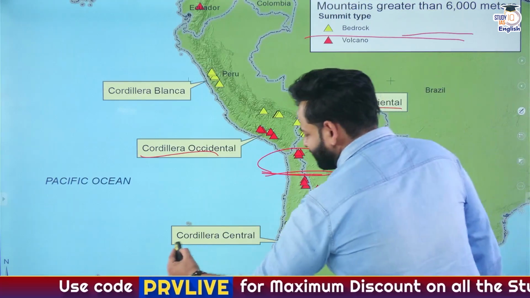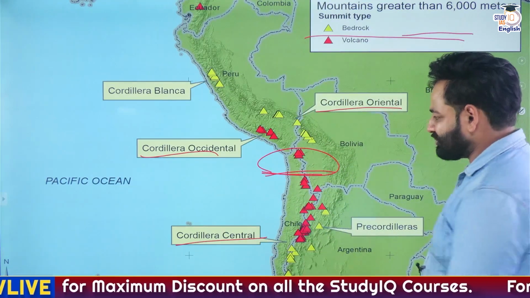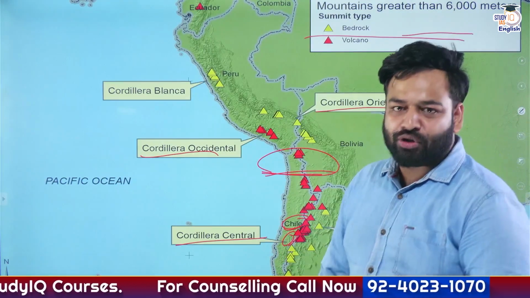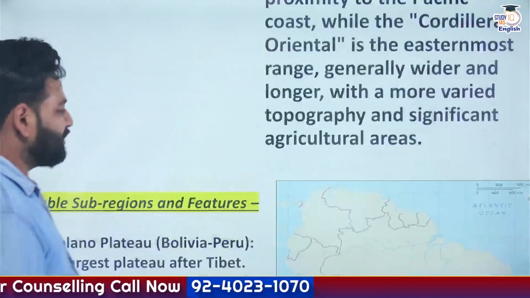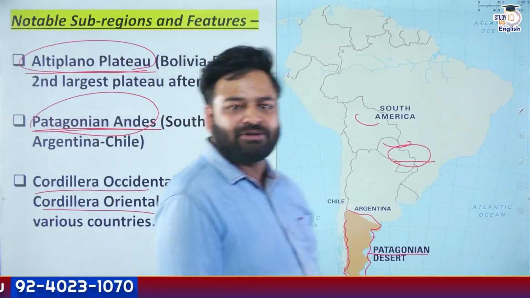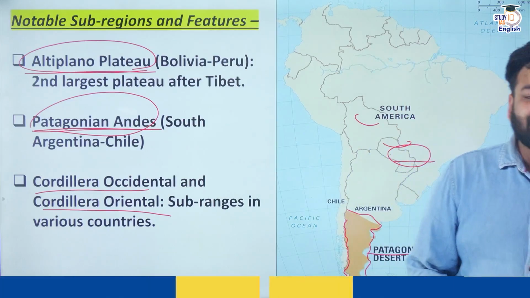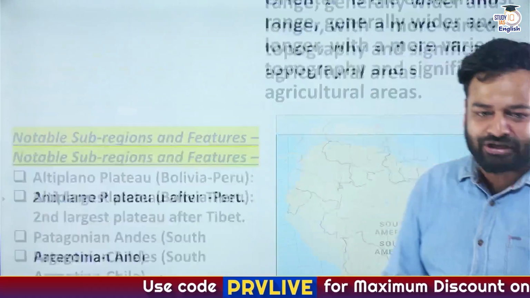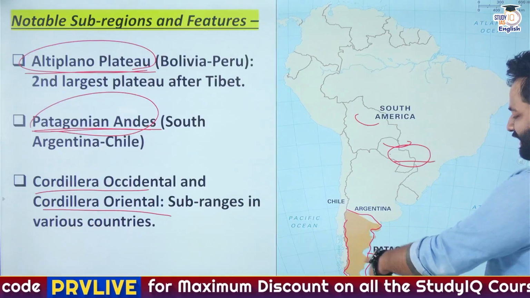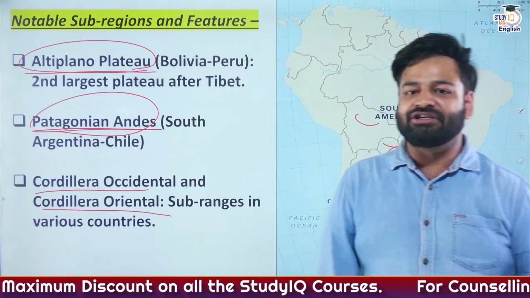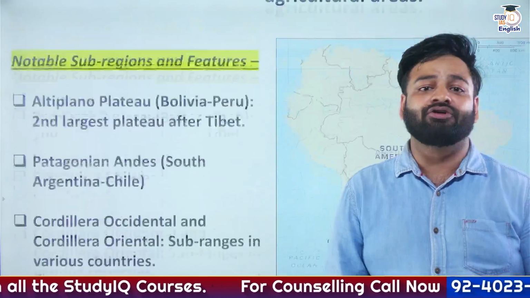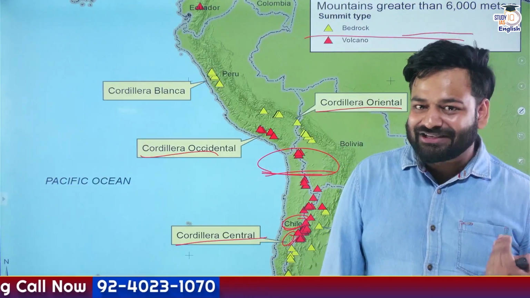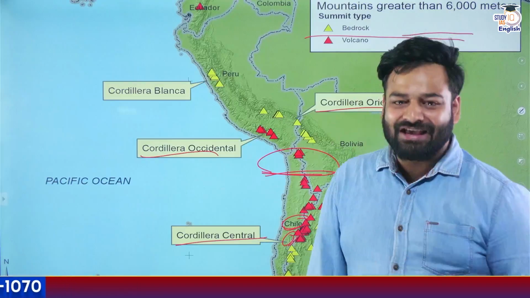And we have the Cordillera Central as well. As you can see, it is touching the locations of Chile. So guys, remember once again what you can see here: the notable sub-regions. The Altiplano Plateau, the second highest plateau of this globe after the Tibetan Plateau, obviously. Then the Patagonian Andes, in Chile and Argentina. And then the Cordillera Occidental and the Cordillera Oriental. Cordillera Occidental is towards the west, Cordillera Oriental is towards the east.